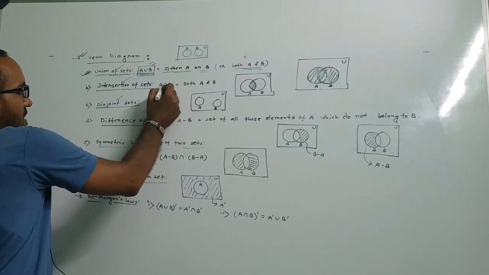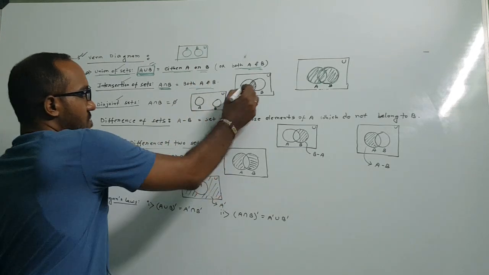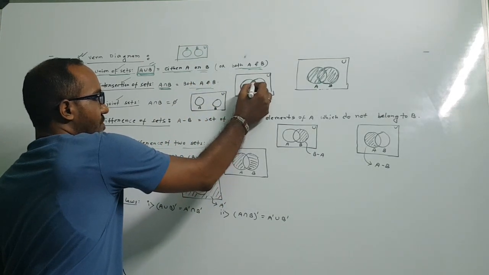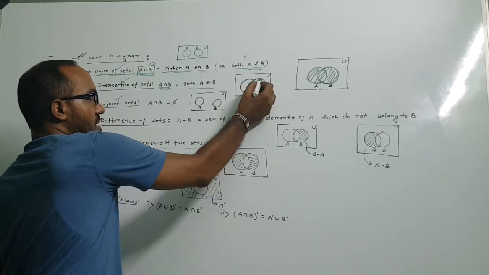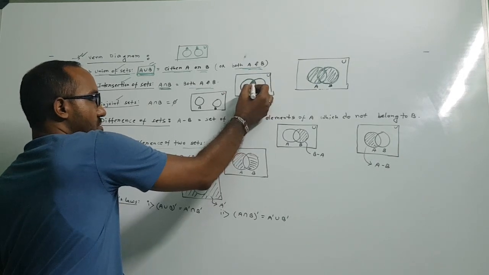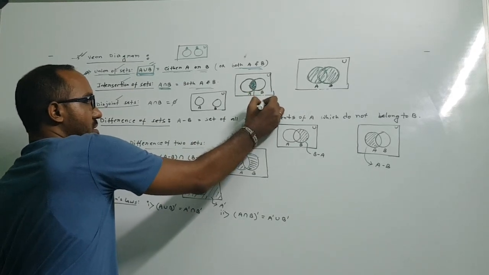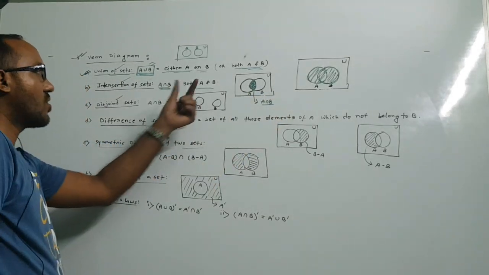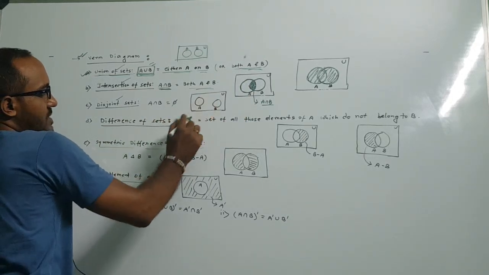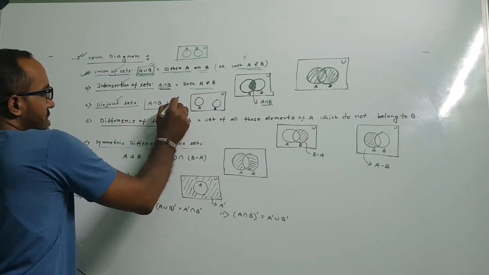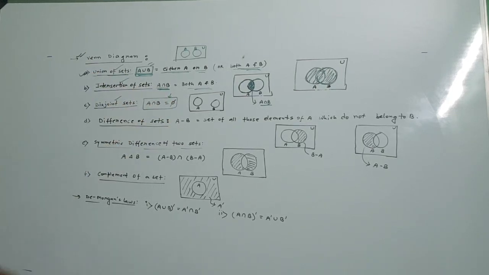Intersection, this is A intersection B. This is simple, that means both A and B will come. This is the set of all A elements, that means in this portion A elements will lie. This is the set of all the B elements. So the middle portion is your A intersection B, which is common to both A and B, known as intersection. Disjoint: there will be no common elements between A and B. So the intersection of disjoint sets is phi. If we do A intersection B, we will get null set phi.